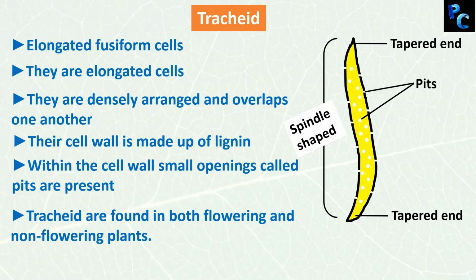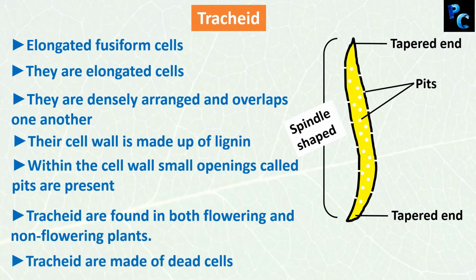Trachea is found in both flowering and non-flowering plants. But trachea is the only transport system in non-flowering plants. In flowering plants, tracheae and vessels are the transport system. Tracheae are made up of dead cells.